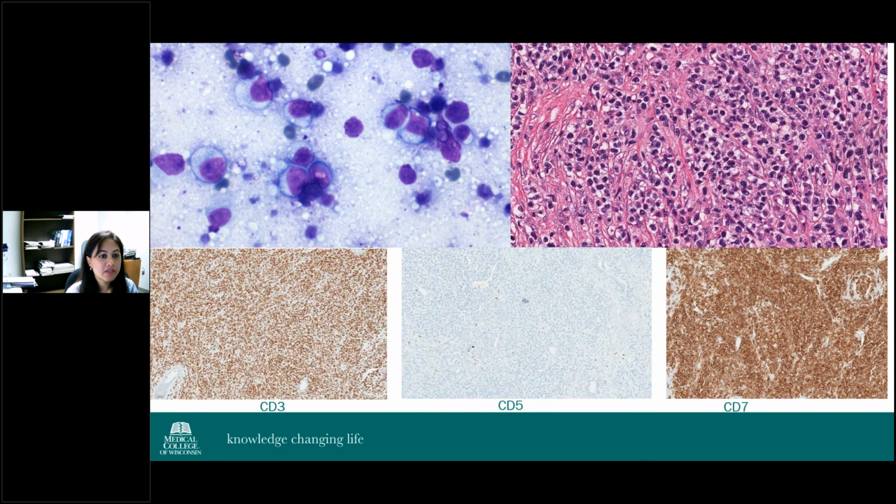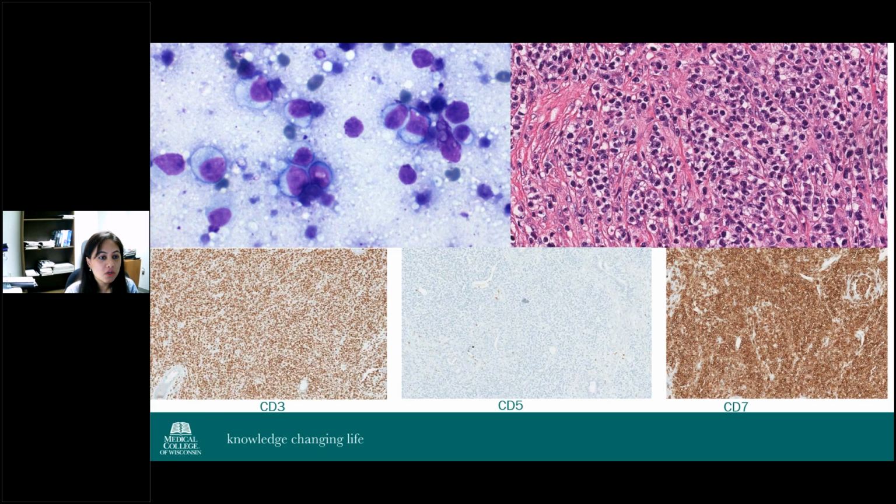Looking at the biopsy, as you can see, the cells that we see here resemble the cells that we are seeing on the cytopreps, and what we see are these same large lymphoid cells with some cytoplasm. On performing the immunostains, most of these neoplastic cells were CD3 positive, they were CD5 negative, and they were expressing CD7.